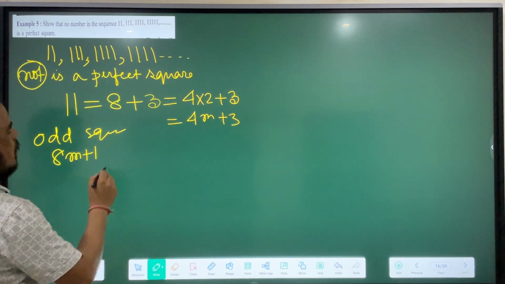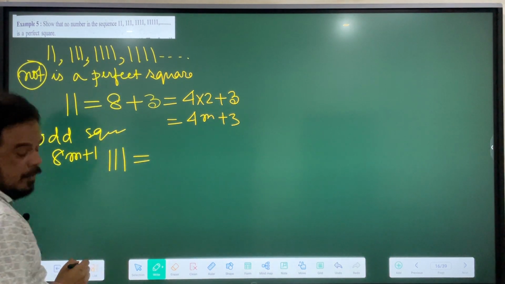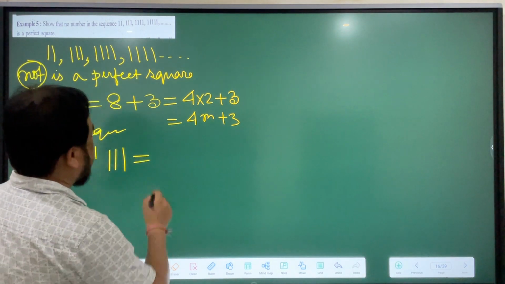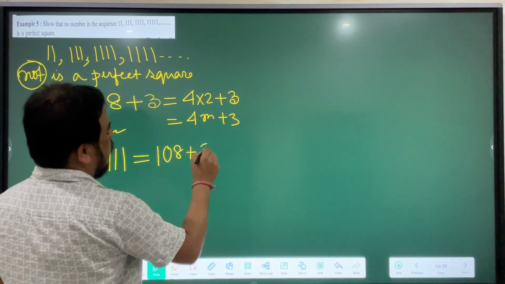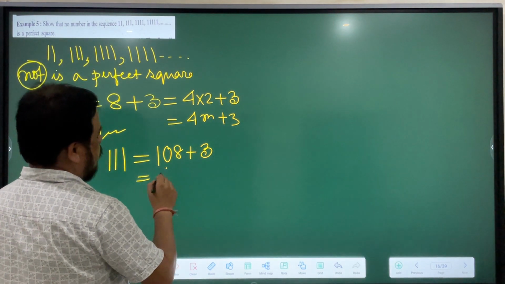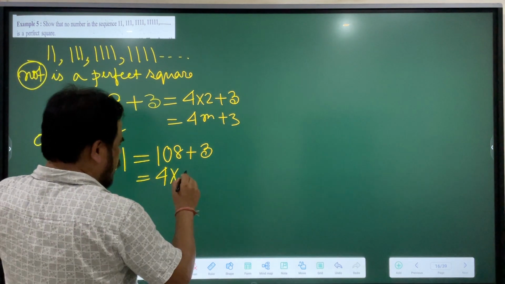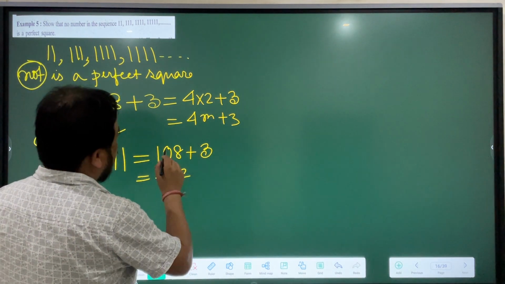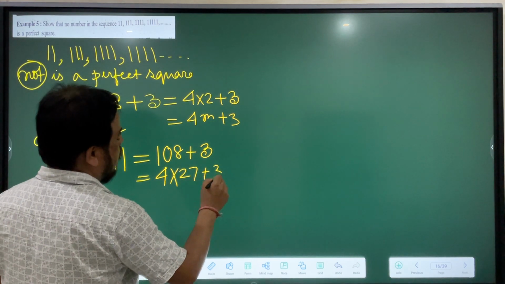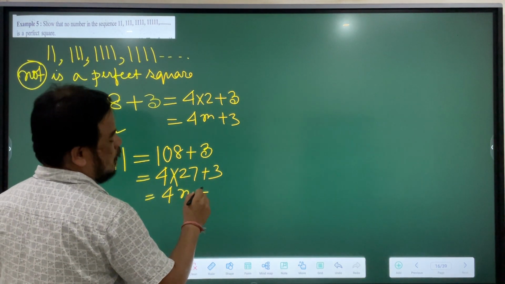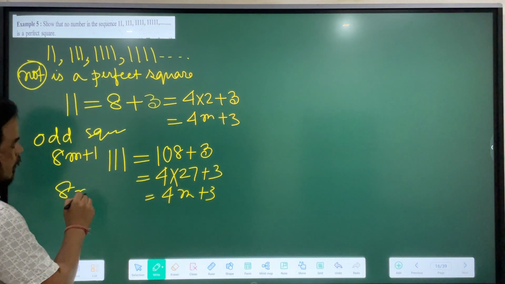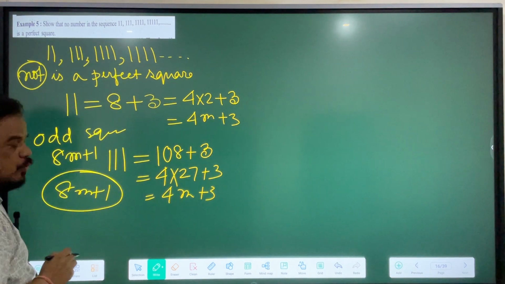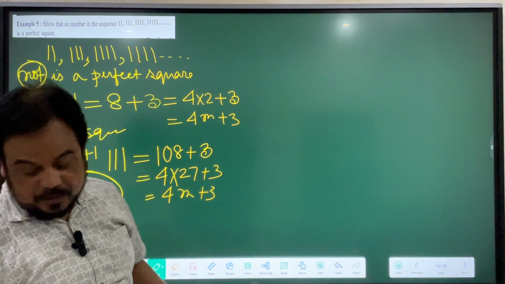Let us go to 111. 111 written 108 plus 3. 108 plus 3. So here 4 into 27 is 108. So you have got 4m plus 3. So we are not getting 8m plus 1. We are not getting 8m plus 1. That is why they are not perfect square. That is what written here.